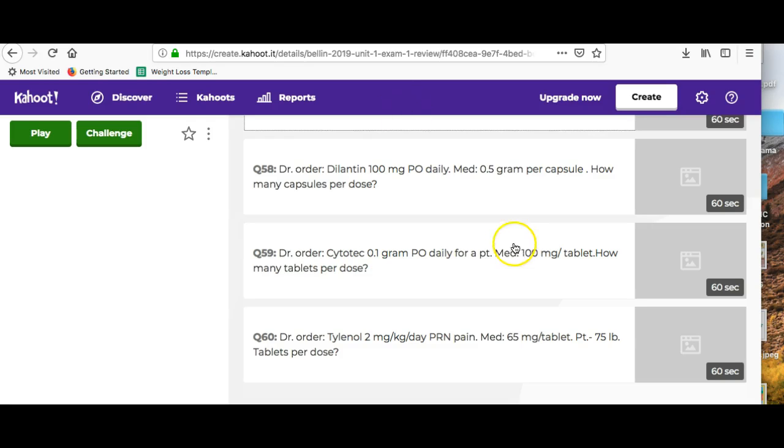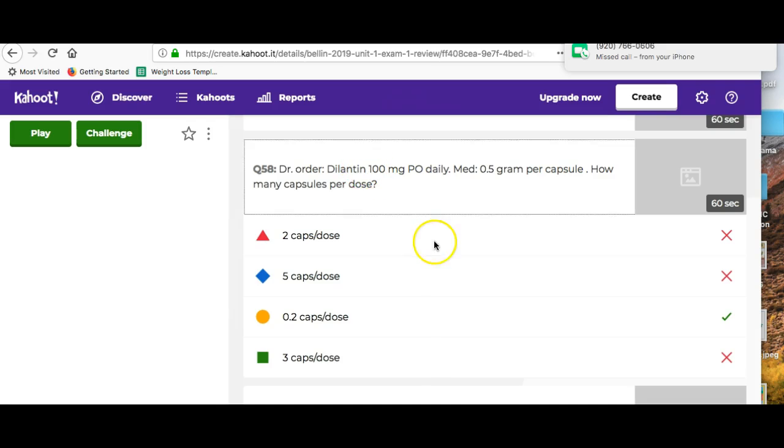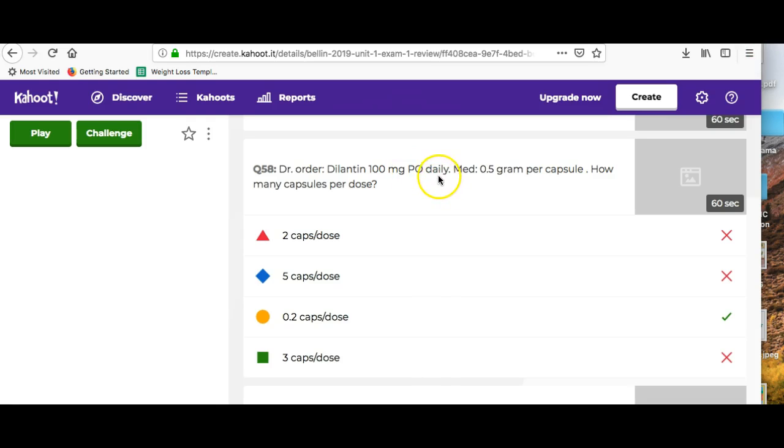However, they're based on measurements and conversion factors and dimensional analysis. So for example, something like this, see if I can pull it up. It says the doctor ordered Dilantin 100 milligrams, PO means orally by mouth, for the patient to take daily. And the availability of the med was 0.5 grams per capsule. How many capsules per dose?